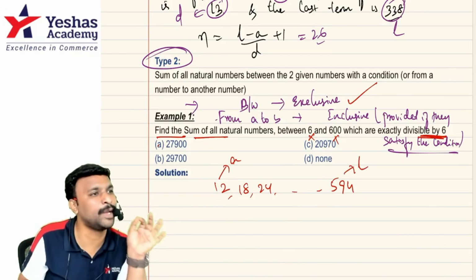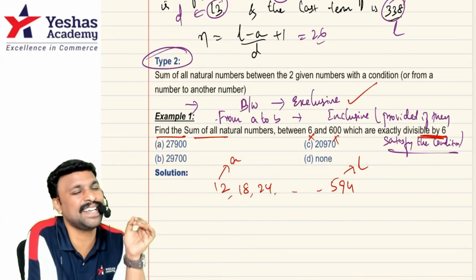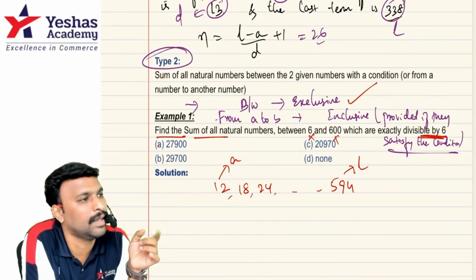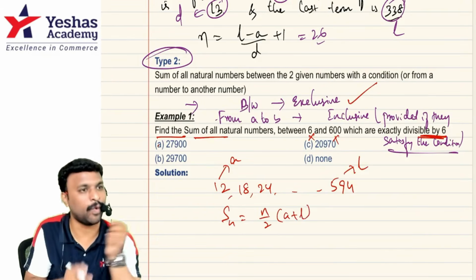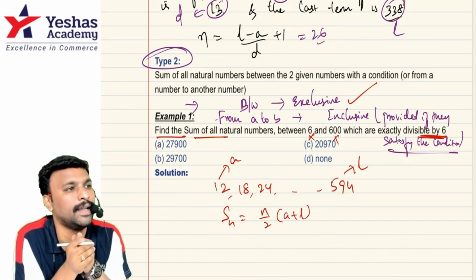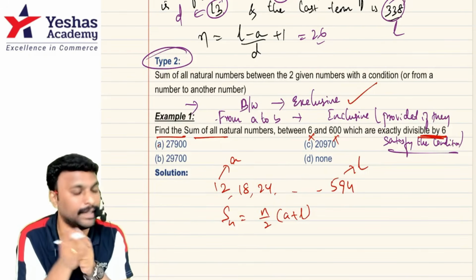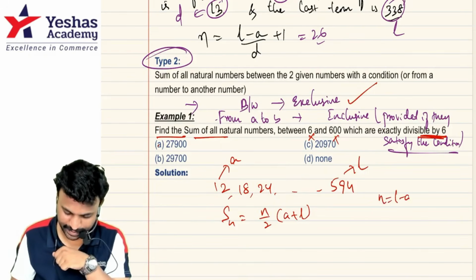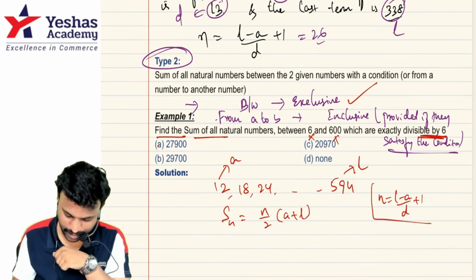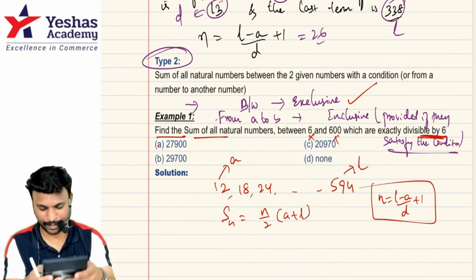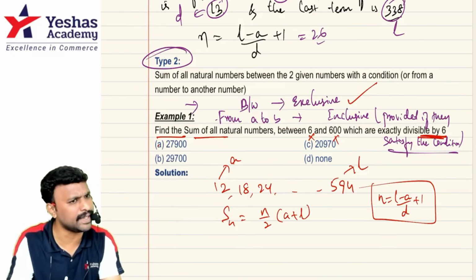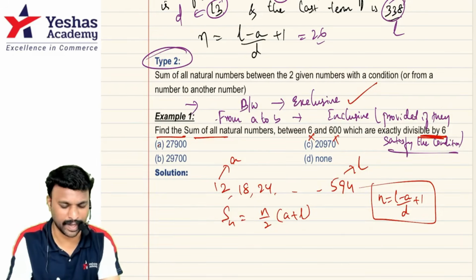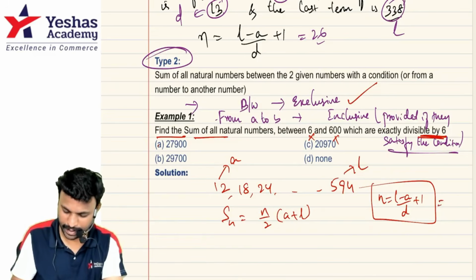If I know first term, I know last term, what is it they're asking us to find? Sum. Correct. So what is Sn? N by 2 into A plus L. But what I don't know is N. I know the shortcut for N. What is it? L minus A by D plus 1. Compute L minus A by D plus 1: 594 minus 12 divided by, what's the common difference? 6, plus 1.